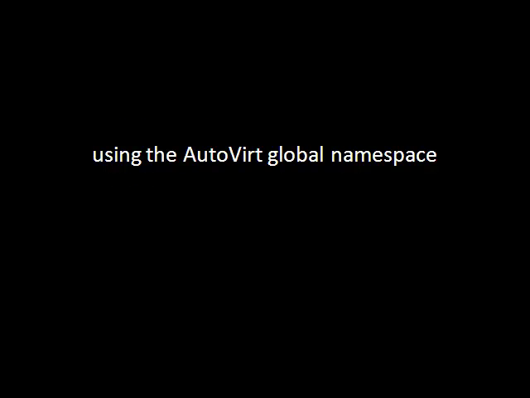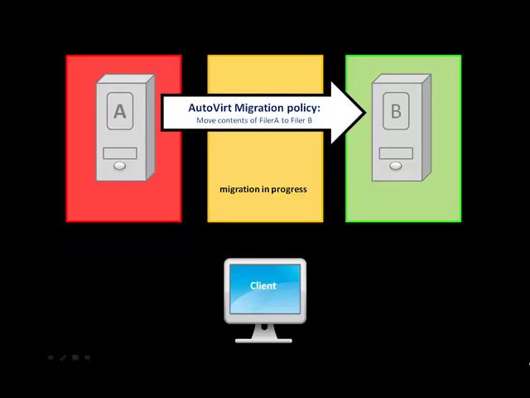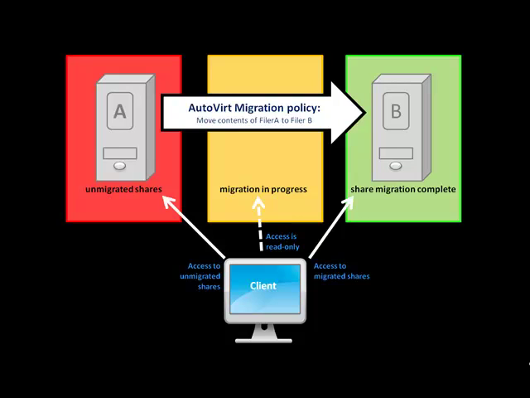With the AutoVirt global namespace, each migration job is completed in share-sized increments. Client access is restricted only while each share migration is in progress. As soon as a share has been migrated, the namespace is updated, and clients automatically begin to access that share in its new location. At the same time, clients continue to access shares that have yet to be migrated in their original location. With share-by-share migration, you can migrate the contents of a file server in stages, limiting disruption to network storage access.